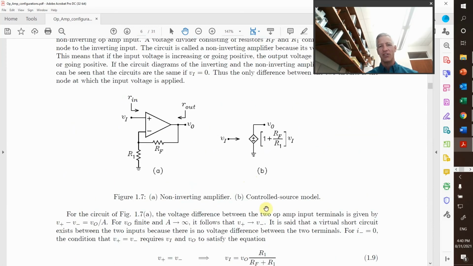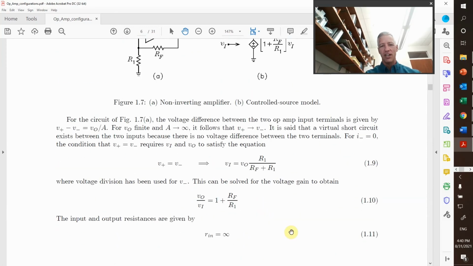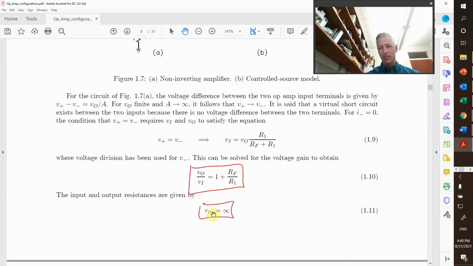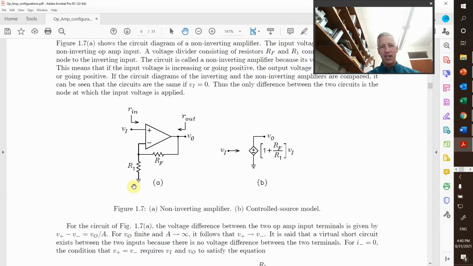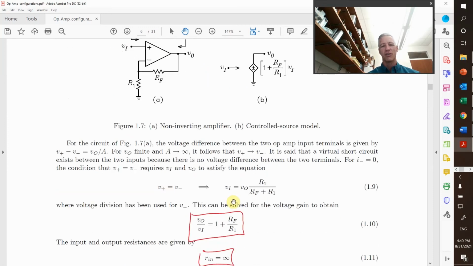Here is your standard non-inverting configuration. Here is your gain equation, and here is your output impedance. So you see that this has a similar, first of all, it's non-inverting, and it has an infinite input impedance because we're looking into the positive terminal. So that's the advantage of this configuration over an inverting.